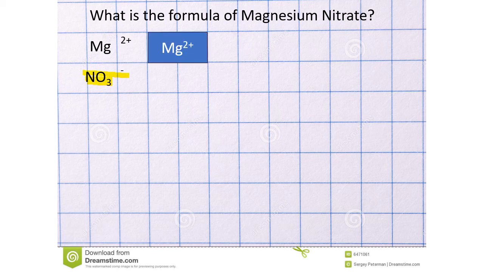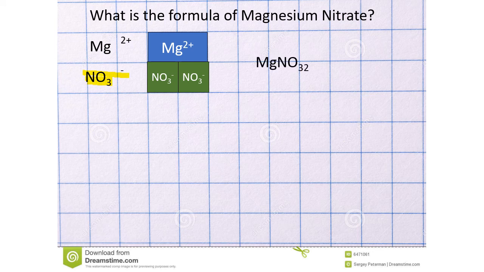So we draw our bars. Magnesium, 2+ charge, therefore 2 squares. Nitrate, 1 minus charge. It's not 3 minus. Remember that 3 is just the number of oxygens, so 1 minus. So it's got 1 bar. Double it. Bars are the same now, so we can ignore these charges. So we'd have 1 Mg and 2 NO3s.